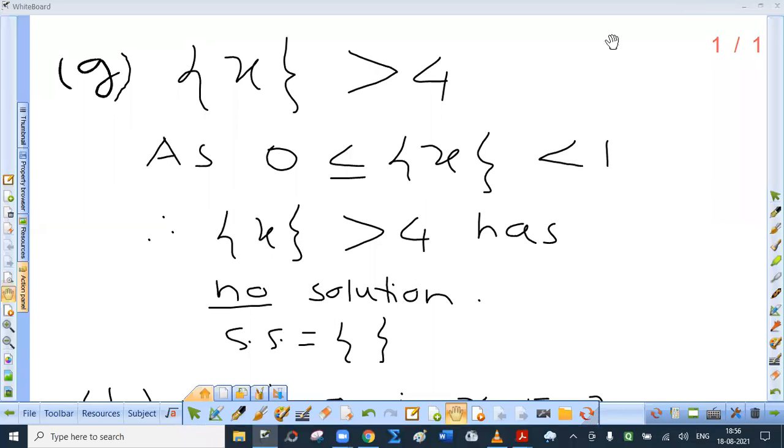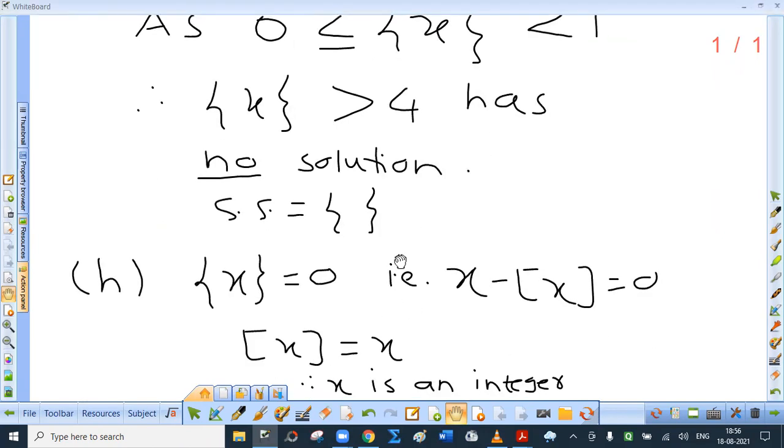Now G part, fractional part greater than 4. Absurd. Because what is the range of that function? Semi-open interval 0 to 1. 0 is included, 1 is not. So fractional part greater than 4, absurd, no solution. Or solution set is null set, an empty set.